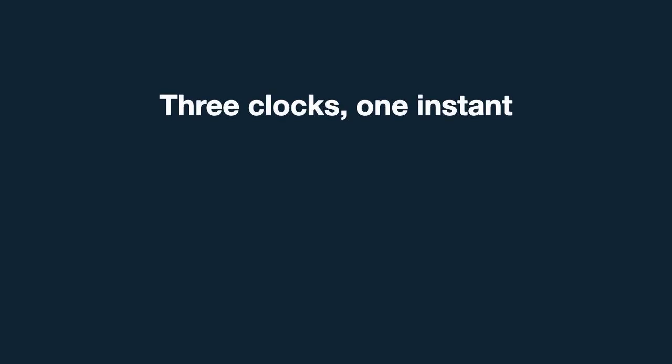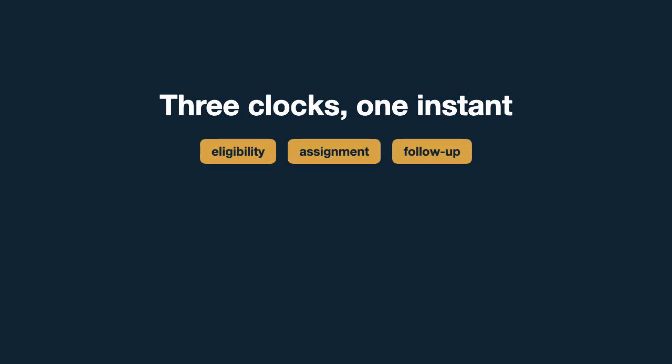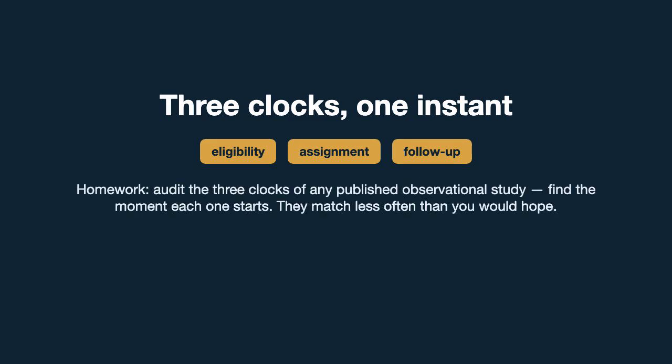One idea this lesson: eligibility, assignment, follow-up. 3 clocks, 1 instant. Your homework: take any published observational study and audit its 3 clocks. Find the moment each one starts. They match less often than you would hope.